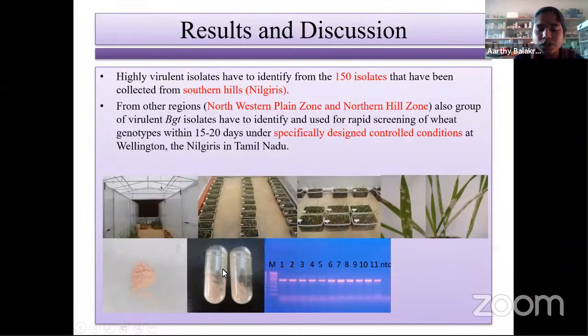And this is a transolution tube to collect and contain the spores to avoid external contamination from other bacterial contaminations. And this is all the molecular work we have to do further for identification and confirmation of virulence isolates. Thank you.